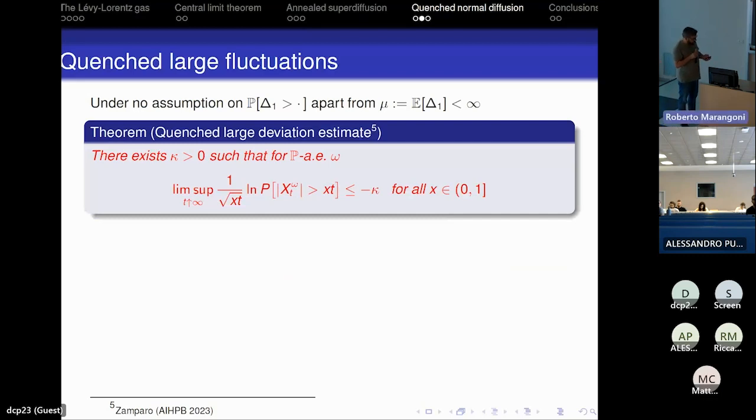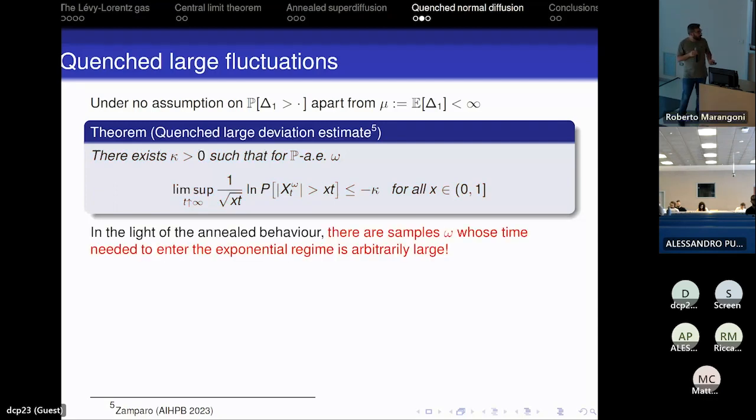If you take the expectation of this probability with respect to the disorder, you come back to the probability of the large fluctuation in the annealed framework. How to reconcile this exponential decay with the polynomial decay we saw before? The only way to reconcile the two results is that there are some samples omega whose time needed to enter the exponential decay is arbitrarily large.